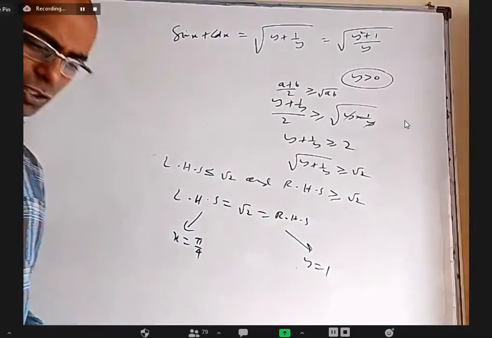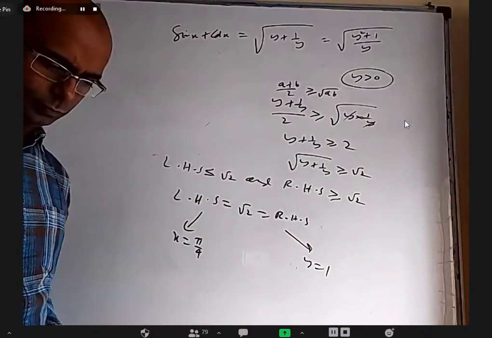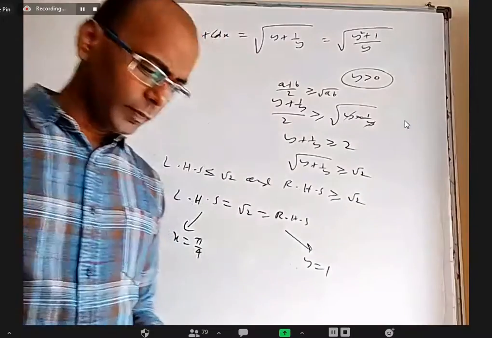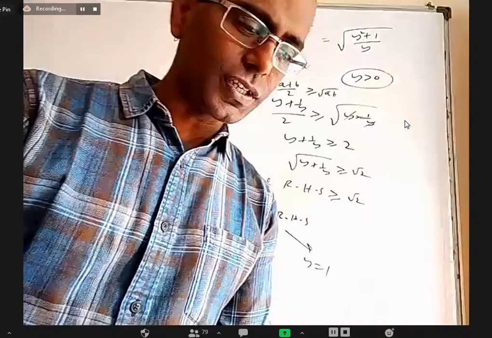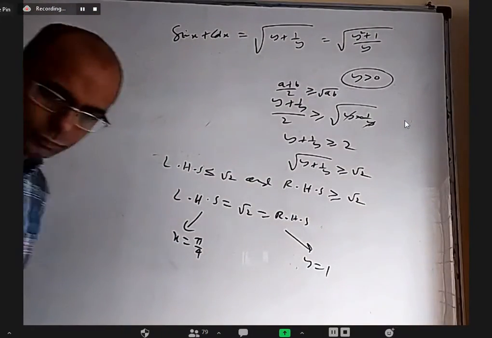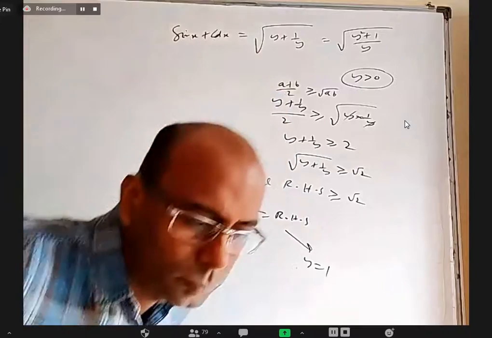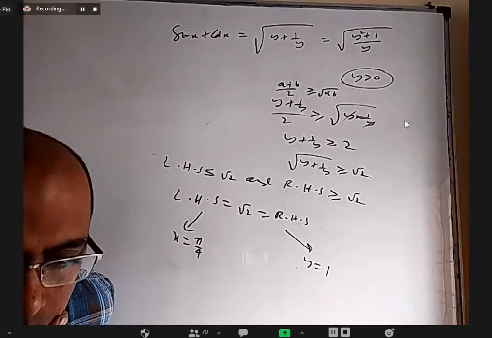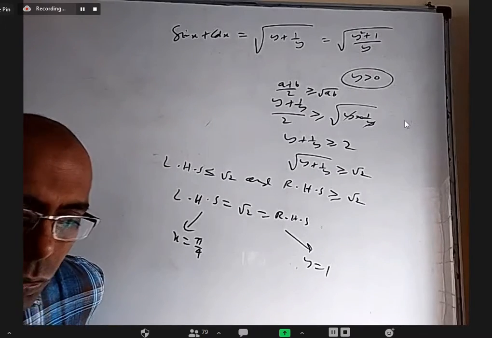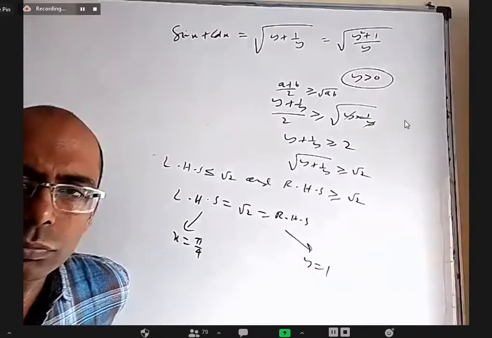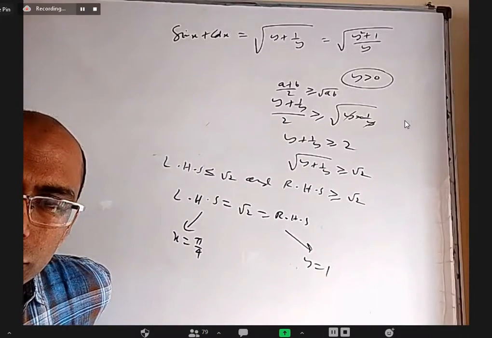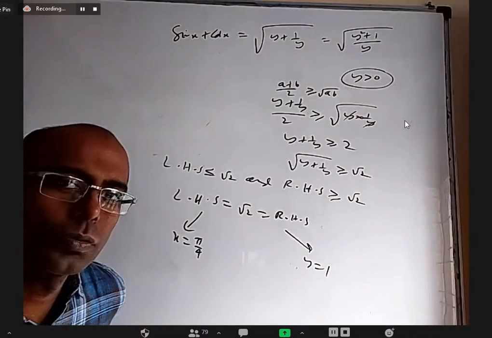Anybody still doubt about this first question? No. Okay, second question we will not do, we'll try later on, but can anybody tell me the second question's RHS, what is the range or what is the minimum value? Root 2, sir, minimum value. Root 2 or 2? 2, sir.